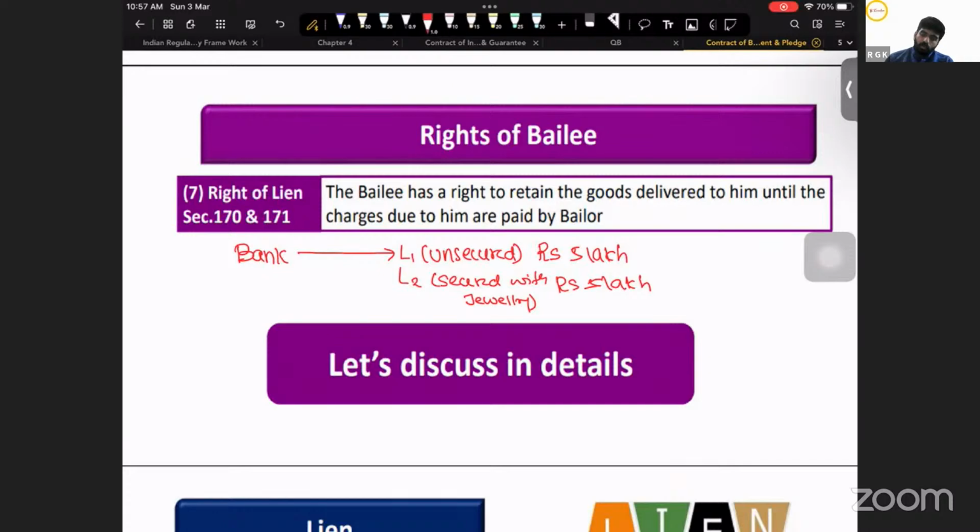After some days, you repay this. See, this is also lien only. Giving jewelry for loan purpose is also a lien. You are delivering the goods for some purpose, on completion of which the goods will come back to you. So even this will be considered as lien only. Even this will be considered as bailment only, a kind of bailment.